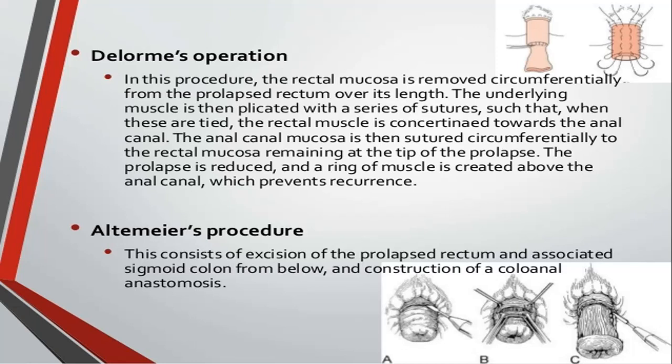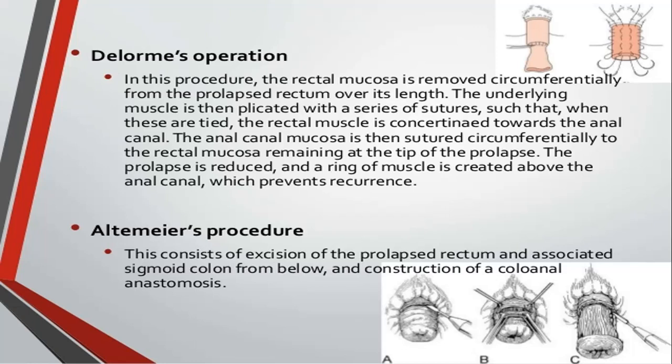Then the remaining anal canal mucosa was sutured circumferentially to the rectal mucosa. We removed the redundant mucosa, and the remaining mucosa of the rectum, we apply the circumferential sutures. The prolapse is reduced and a ring of muscle is created above the anal canal, which prevents recurrence.